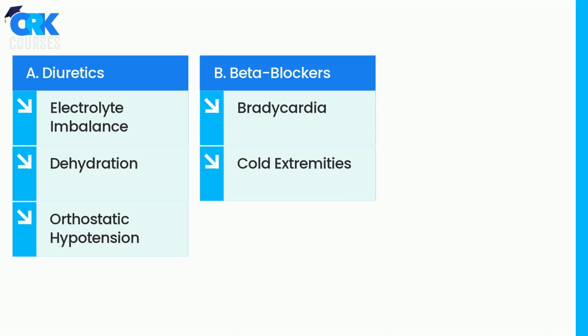Cold extremities. Beta blockers can reduce blood flow to the extremities, resulting in cold hands and feet. Fatigue and depression. Some patients may experience fatigue, lethargy, or mood changes, including depression when taking beta blockers.